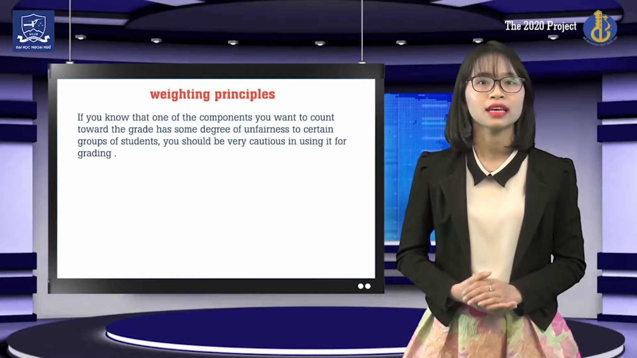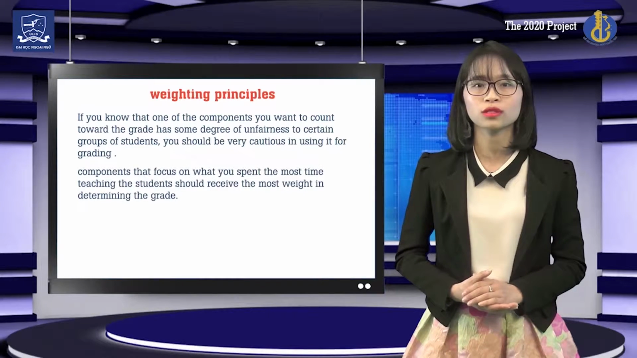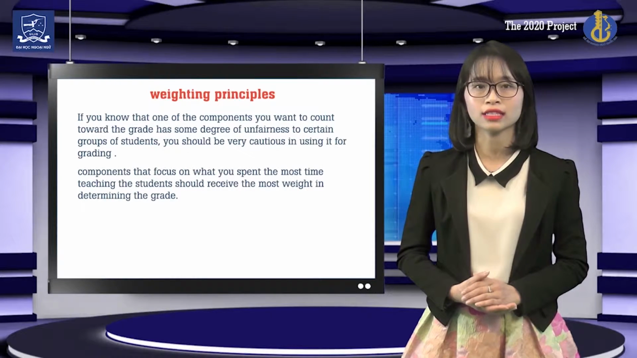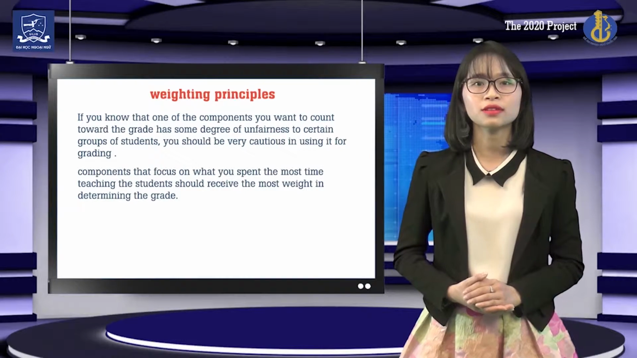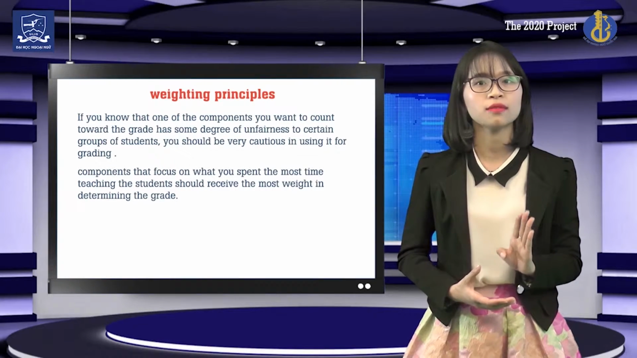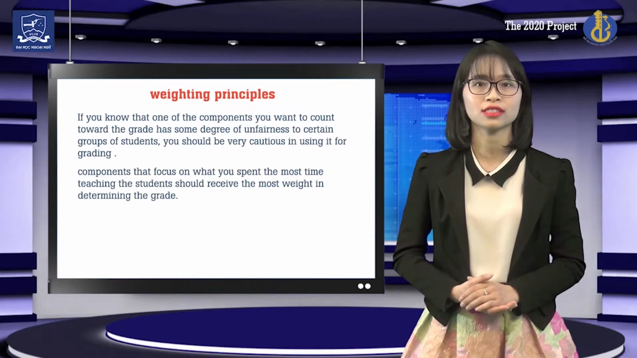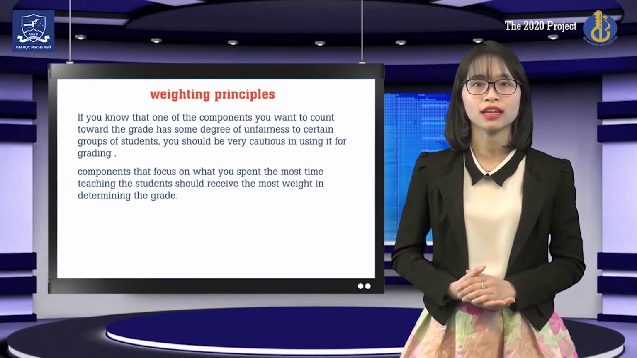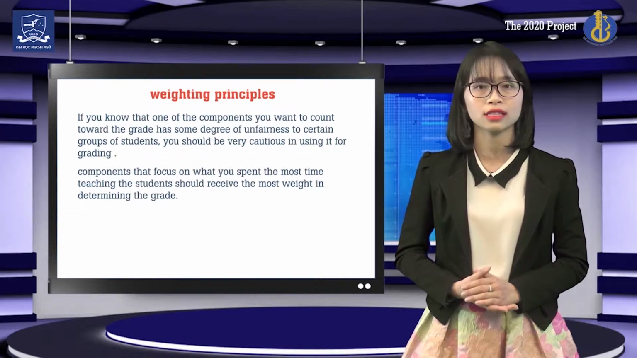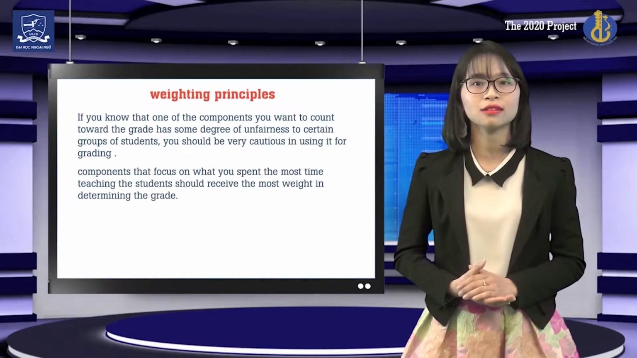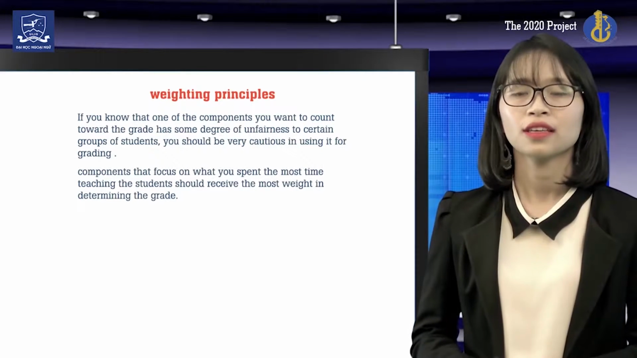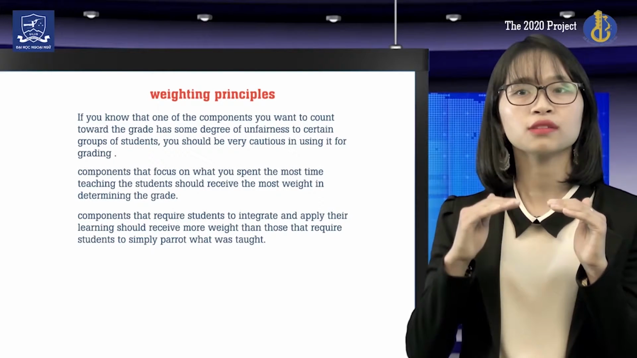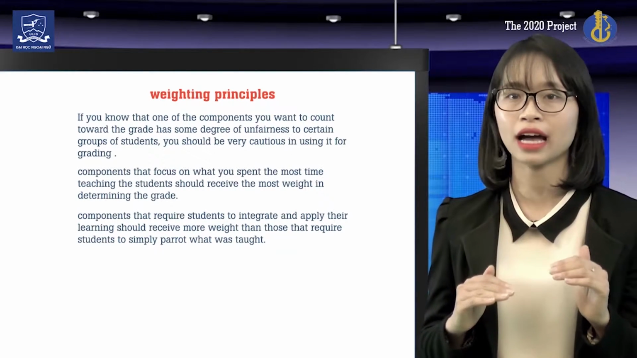Second, components that focus on what you spend most of the time teaching the students should receive the most weight in determining the grade. For example, if during semester 1, 40% of the writing course is about sentence structures and 60% is about paragraphing, the task in which students have to write a paragraph in the final test should weigh more than the task about sentences. Third, components that require students to apply their learning should count more than those that require students to simply learn the theory by heart.